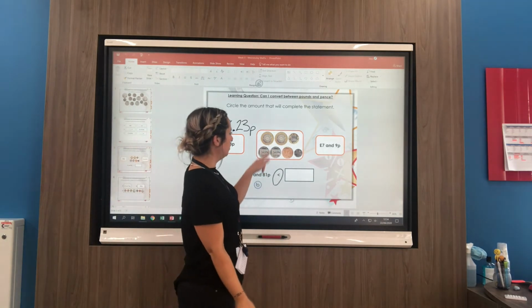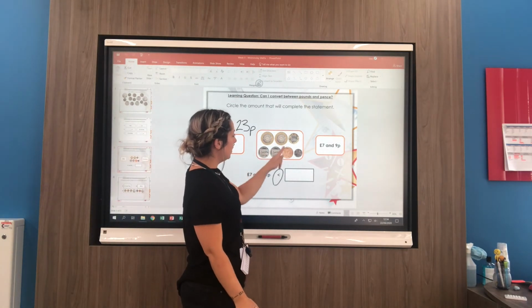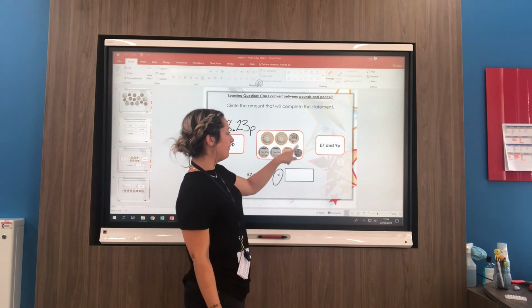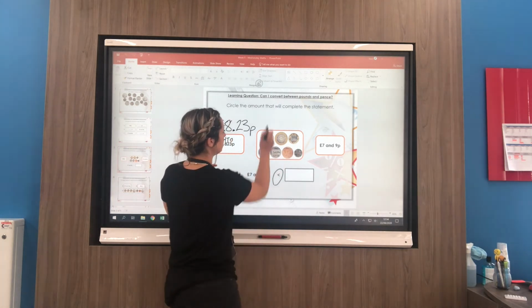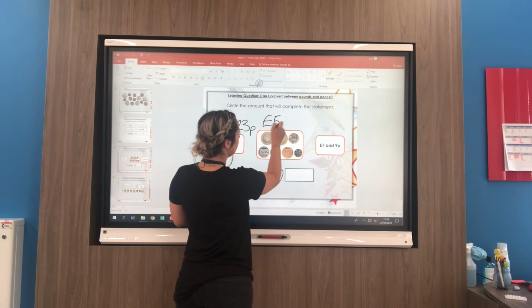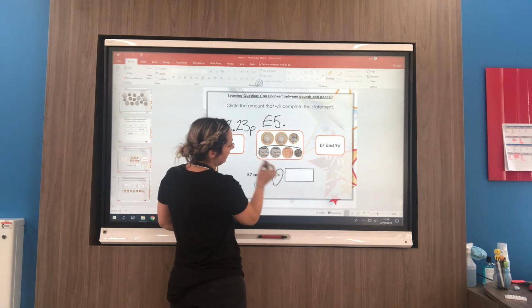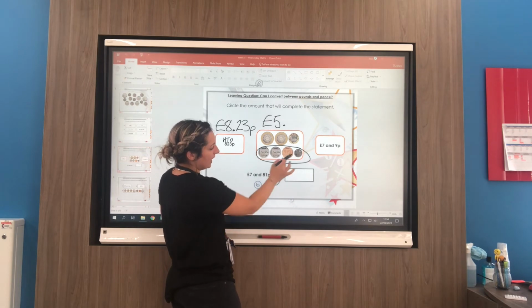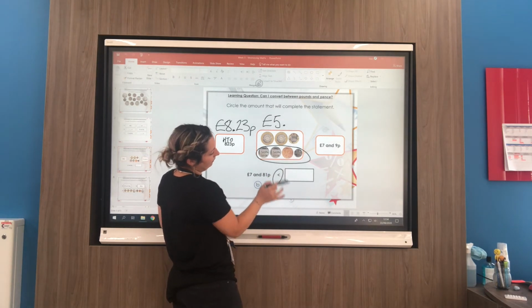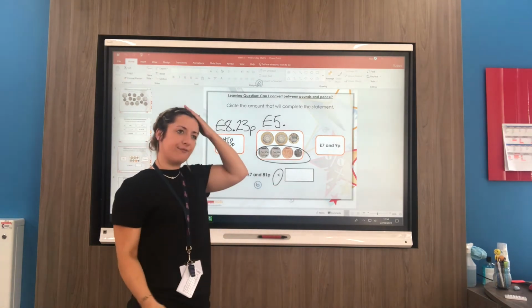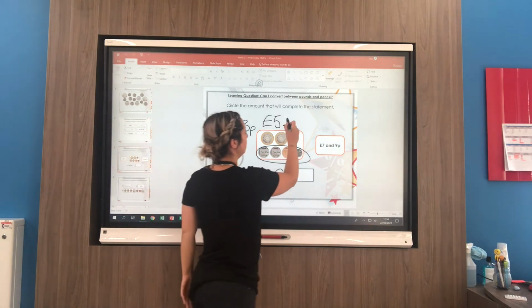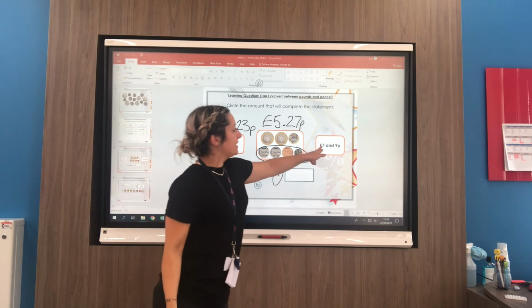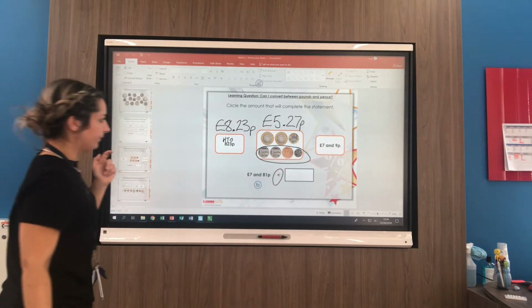Let's count this one up. £2 add £2, 2 add 2 is 4, add a £1 is 5, £5, and then I need to count up this bit here, my pence. 10 add 10, 20, add 5, 25, 25 add 2, 26, 27. So that's £5.27p, and then I've got £7.09p.